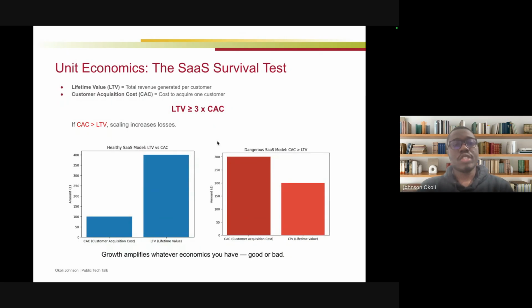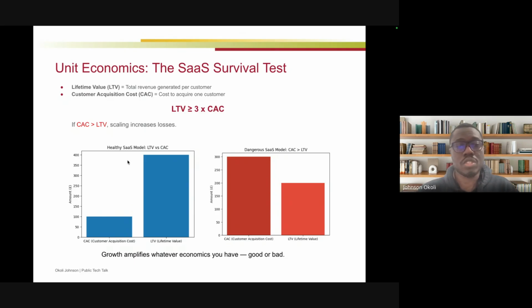We have what we call the unit economics, that's the survival test. So in this context, you want to ensure that your lifetime value is always greater than or equal to 3 times your customer acquisition cost. That's the cost it takes you to acquire a particular customer, maybe from the adverts or the marketing, or also the infrastructure cost for that particular user. So you want to ensure that it is at least 3 times the cost of acquisition.